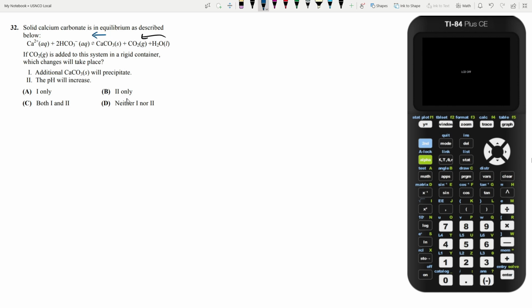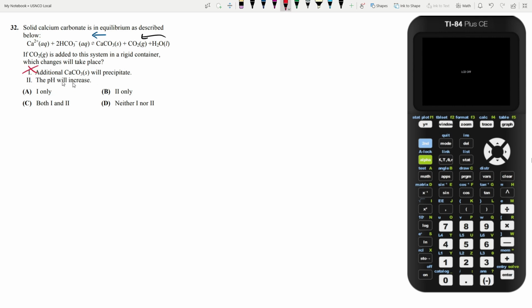This is Le Chatelier's principle. I'm not French, so if I said that wrong, I apologize. But essentially, you have too many products, and the system is going to increase the rate of the reverse reaction to use up those products. So additional calcium carbonate will not precipitate. In fact, less of it will precipitate, more of it will dissolve into its ions. So 1 is wrong.